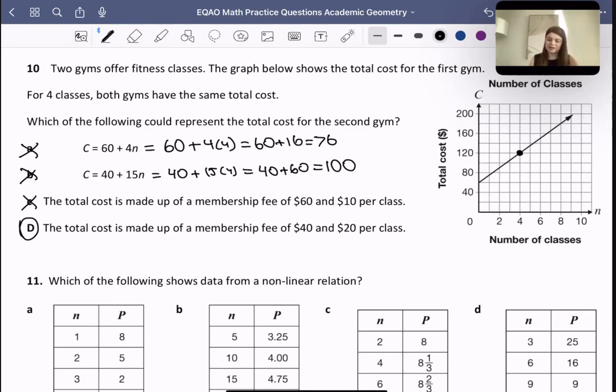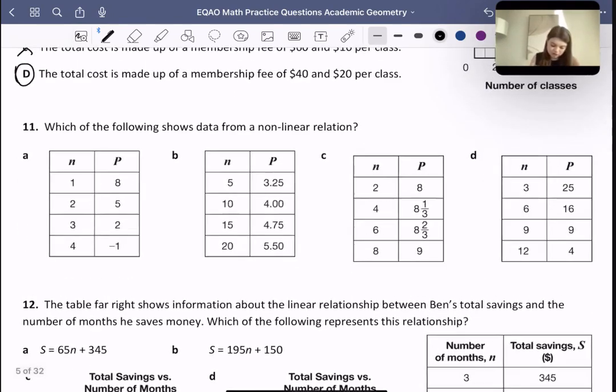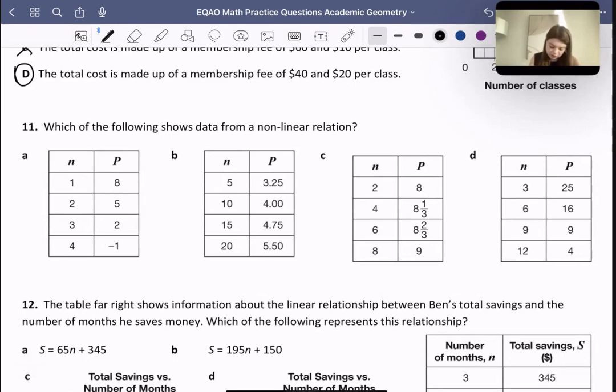Okay. Number 11 says, which of the following shows data from a nonlinear relationship? So remember, for a linear relationship, the first differences must be the same. So anything where the first differences are not the same would not show a linear relationship. So let's try the first one. What's 5 minus 8? Well, that's negative 3. What's 2 minus 5? Also negative 3. What's negative 1 minus 2? Also negative 3. So this is linear. So therefore it can't be the right answer for the question that asks us which one is nonlinear. So I'm going to say no for A.